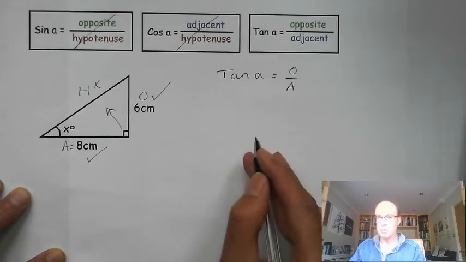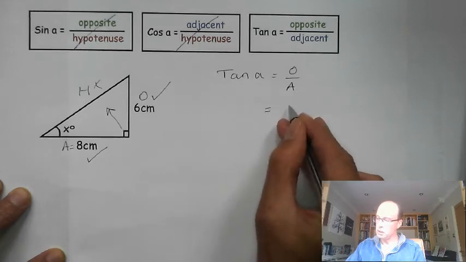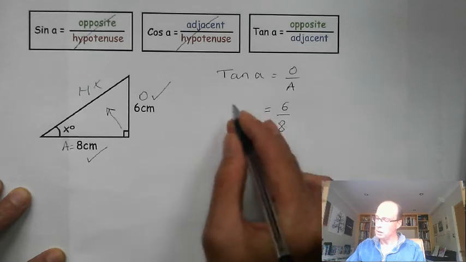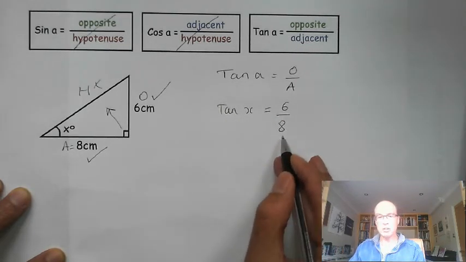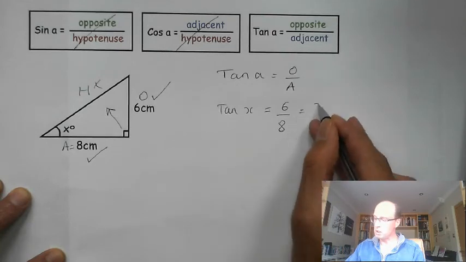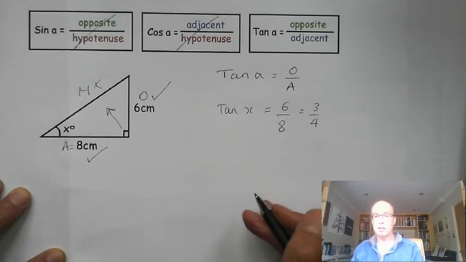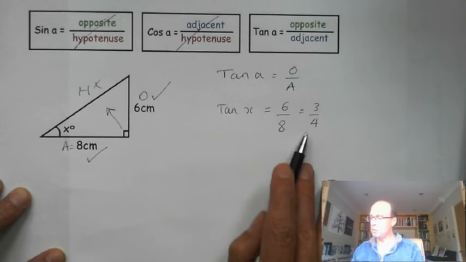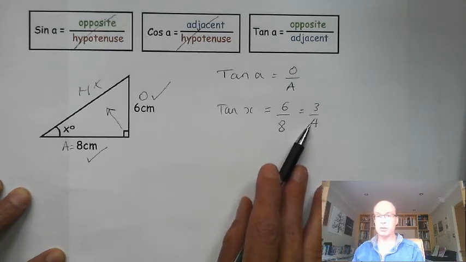I'm going to substitute my values. My opposite side is equal to 6. My adjacent side is equal to 8. And this is my tan of my angle X. 6 over 8, I could simplify that down, so it's equal to 3/4. Doesn't actually matter because you can put 6/8 into your calculator, you're going to get the same value, but sometimes it's helpful just to do that simplification. So the tan of X is equal to 3/4, 0.75.